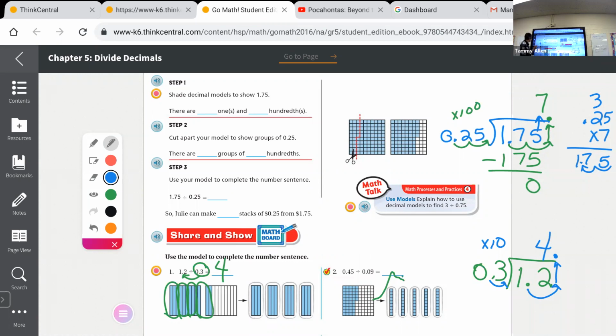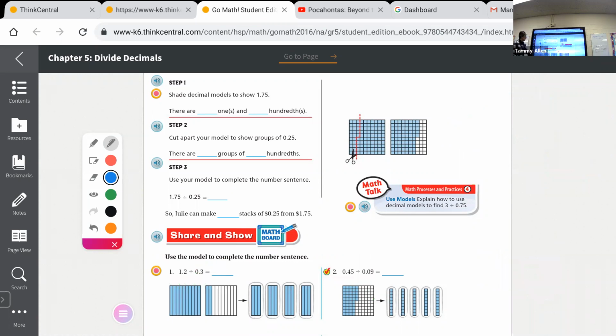Okay, let's take a look at number 2. I want to know how many 900s are in 4,500. Well, I can go down through here and mark all my 900s. There's one group, another group, another group, another group, and another group, for a total of 5.